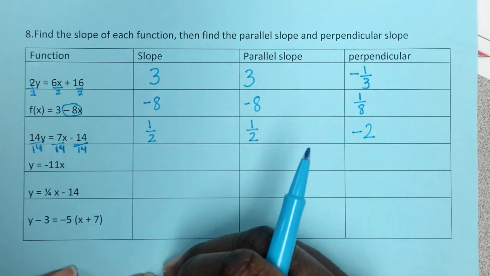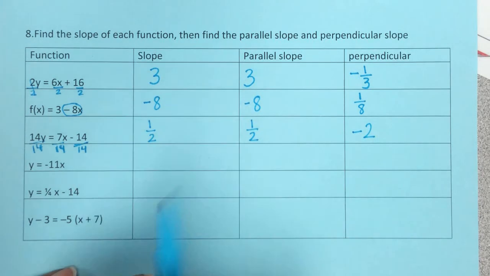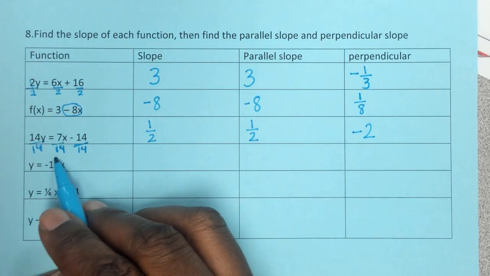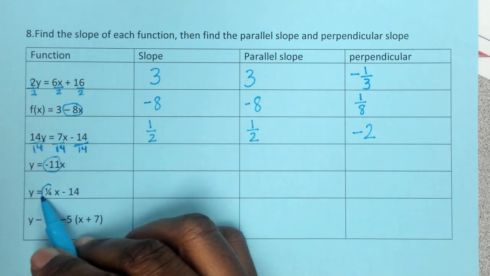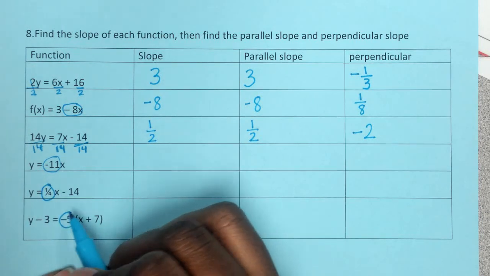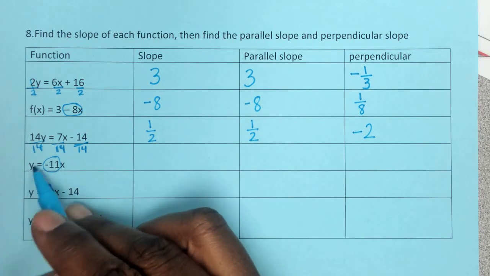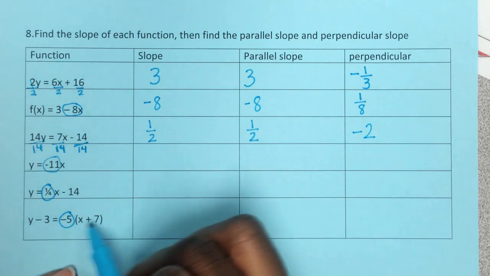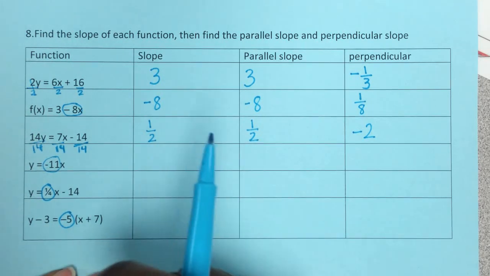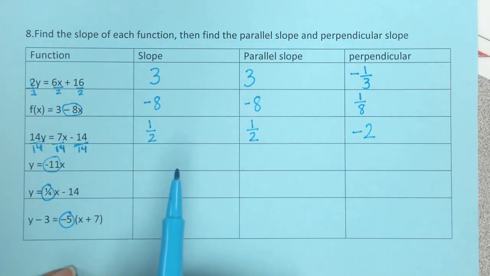All right. Then the rest is pretty easy to see the slope. The slope right now is right here. The slope right now is right here. The slope is right here. There's no changes because the y is by itself. There's no changes because it's in point slope form.